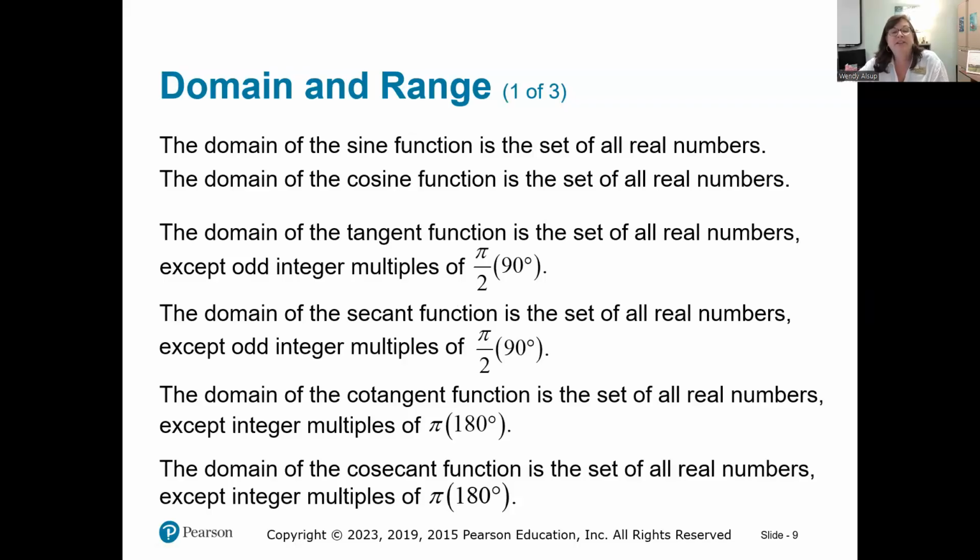The domain of the tangent and the secant, they're undefined every 90 degrees. And the cotangent and the cosecant, odd integer multiples. Anyway, I'm not actually that interested in you memorizing this yet. I think this will be a lot easier once we actually see the graphs of it in a later section.